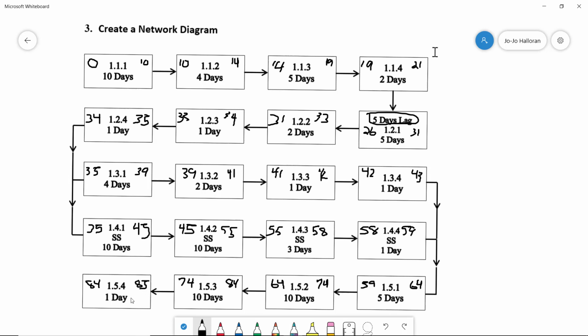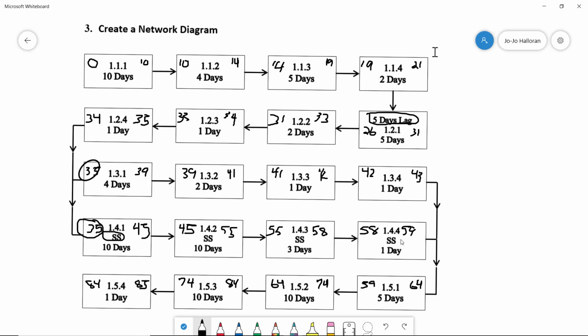Just keep in mind, you have to watch for any lags. Watch when you have a start to start. 1.4.1 was able to start at the same time as 1.3.1, so they're both starting here at day 35. Then you just work your way across here, calculate this path and calculate this path. The longest path is what you end up with as your critical path.